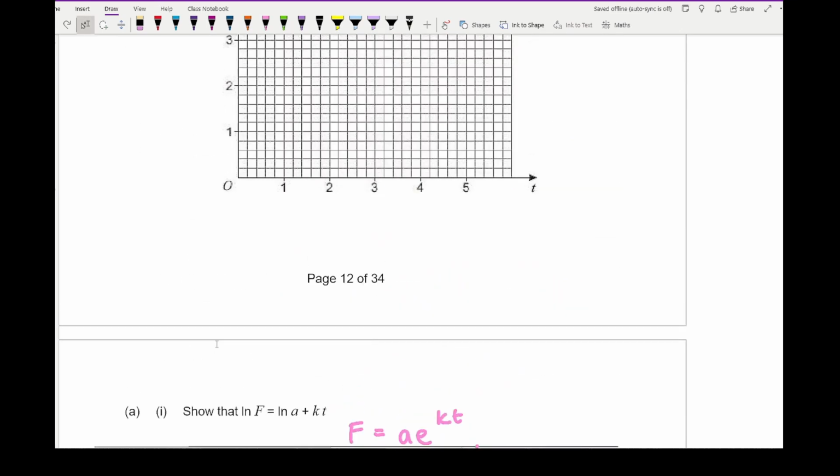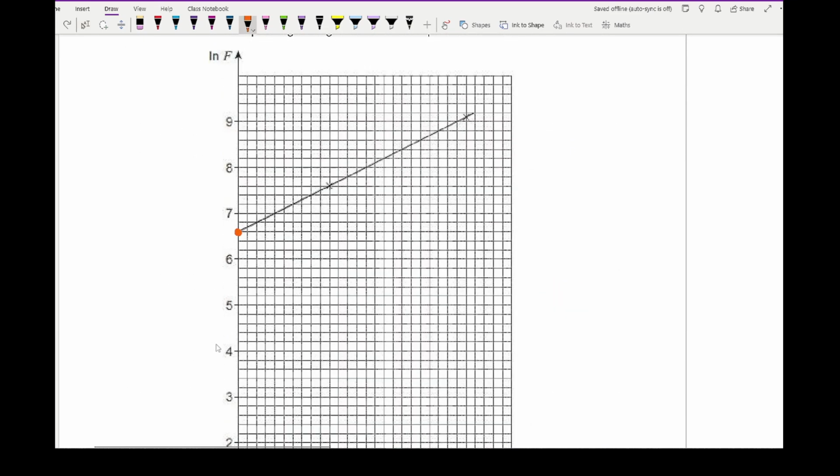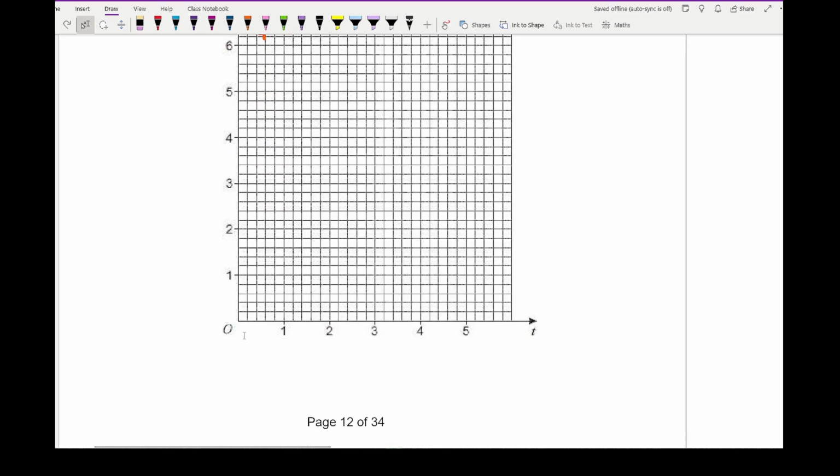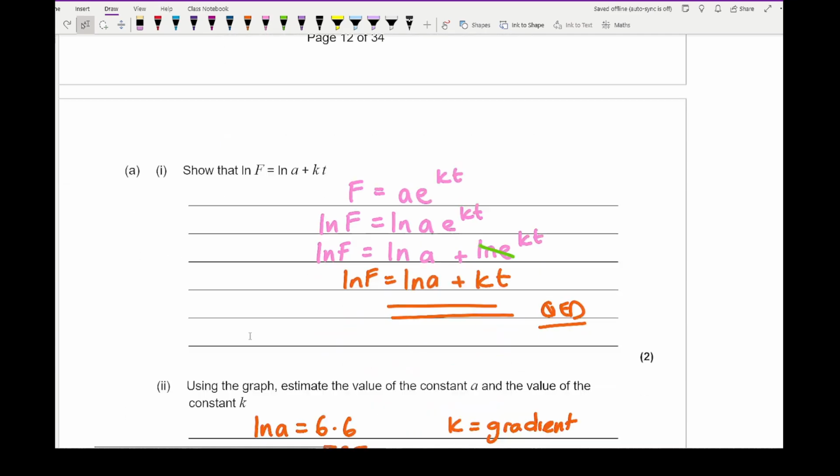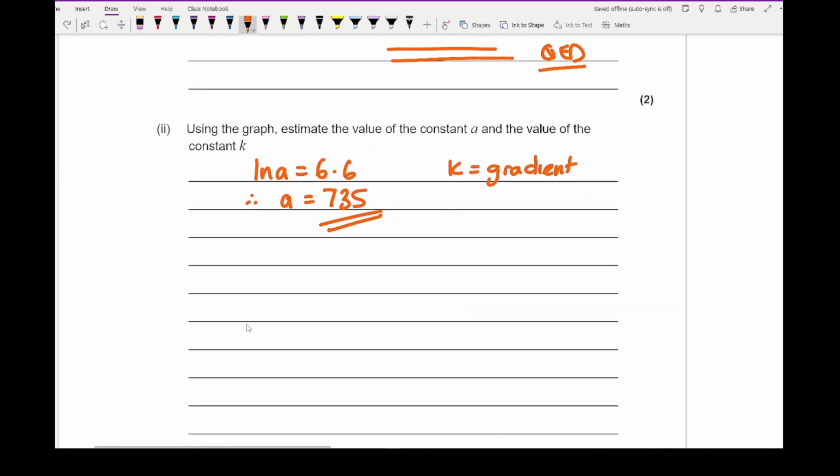Now in terms of k, k is the gradient of the line. So if I go back to the graph and just pick two nice coordinates, in which it's 2 up and 4 across, with each little box representing 0.2, what we end up with is a k value of 2 over 4, which is 0.5. So there's my value of a and my value of k.